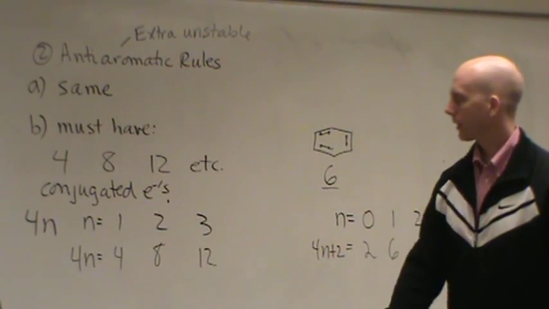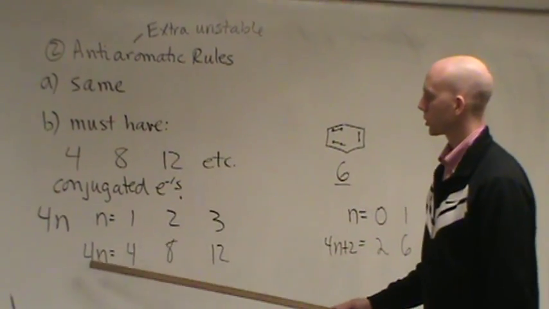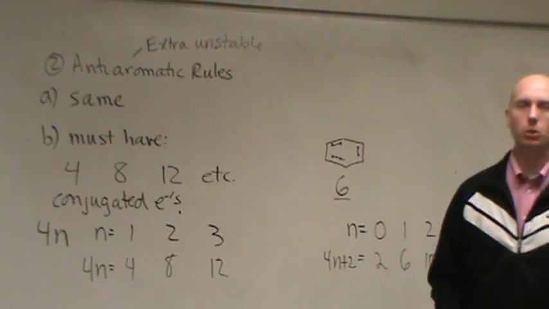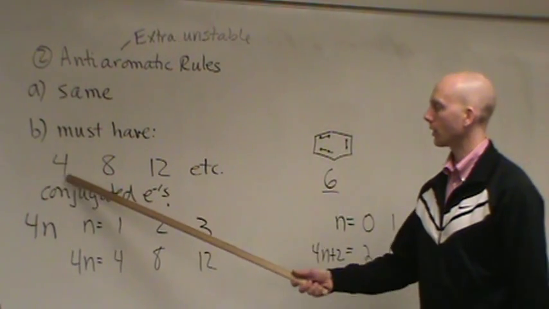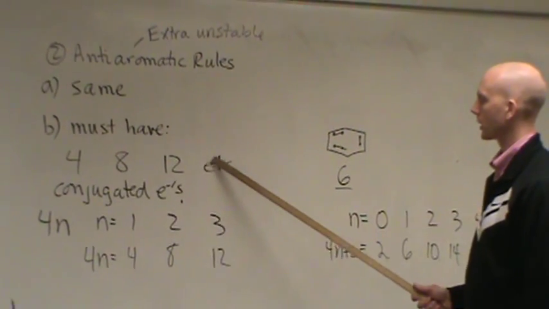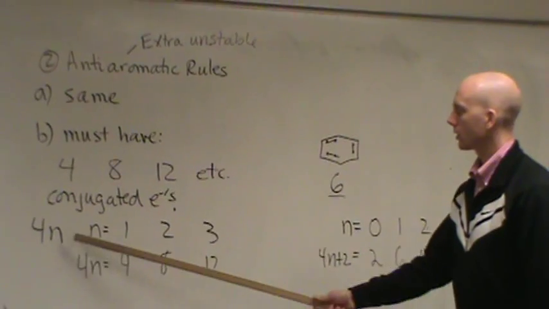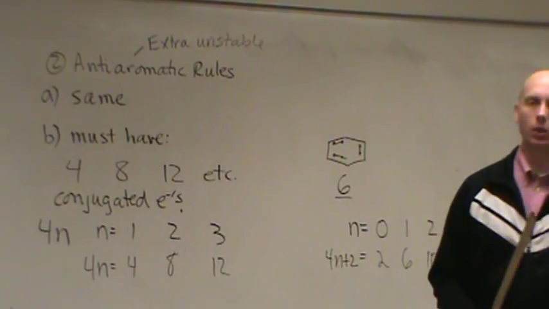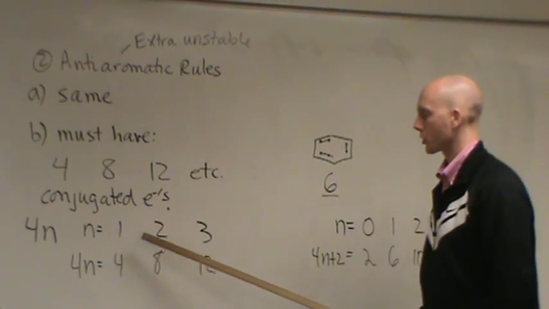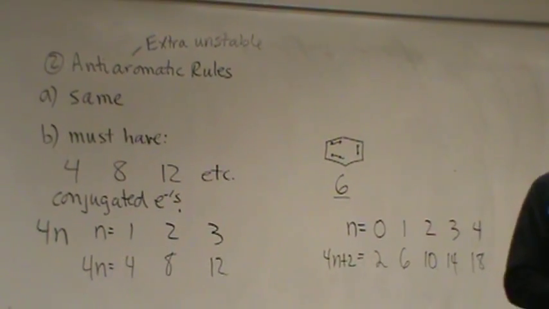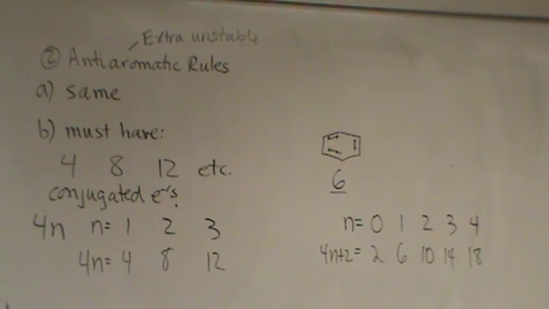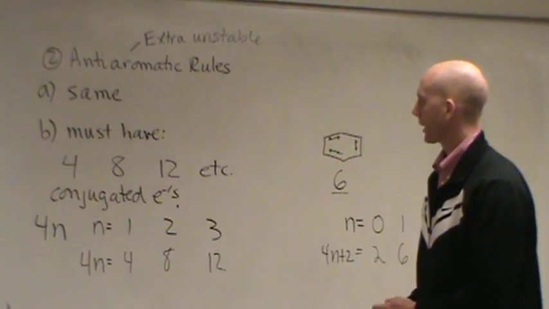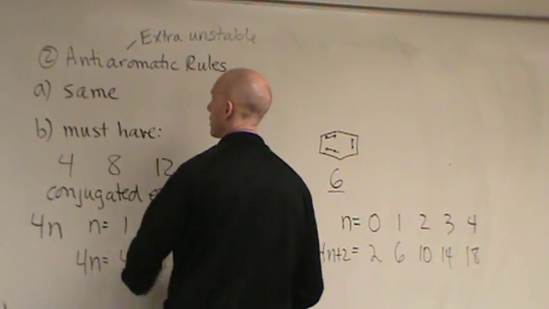So anti-aromatic follows the 4n rule. Aromatic follows the 4n plus 2 rule. Okay? So again, you can either just memorize these magic numbers or just use the 4n rule. And again, this has nothing to do with the molecule. N are just integers to help you remember these magic numbers. Okay, let's go on and look at our last rule.